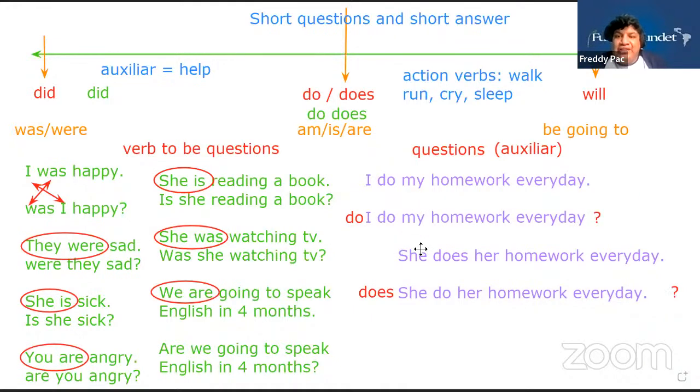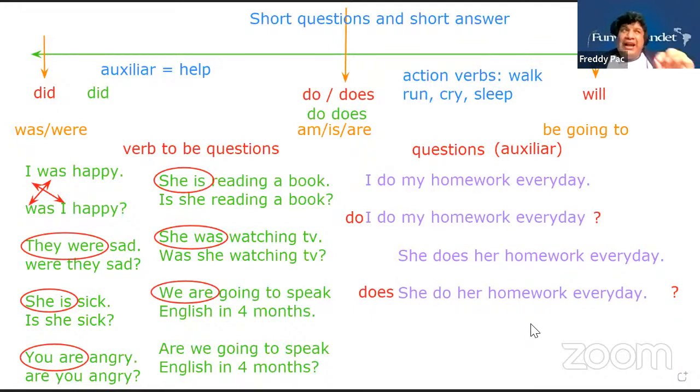That is the reason that I told you, don't get confused. Don't confuse a verb with an auxiliary because it is not the same. So this do is the verb and this do is the auxiliary. Yeah? That is the reason.